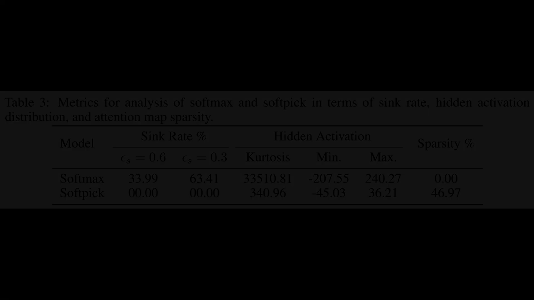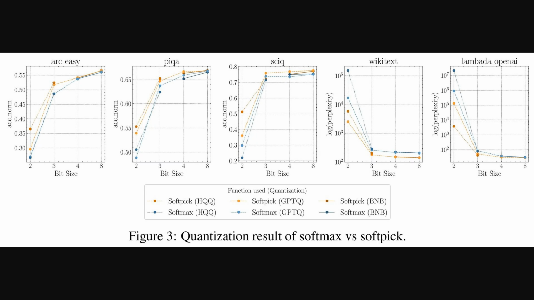Okay, so those quantitative benefits in activation range and sync rate really pay off when we look at quantization. This next figure shows performance on benchmarks like ArcEasy, PIQA, and Wikitext, but specifically after applying quantization methods like HQQ or GPTQ. Performance is plotted against bit size, and pretty clearly, Softpick consistently does better than Softmax, especially at those really low bit sizes, like 2 and 3 bits. This really highlights the advantage.